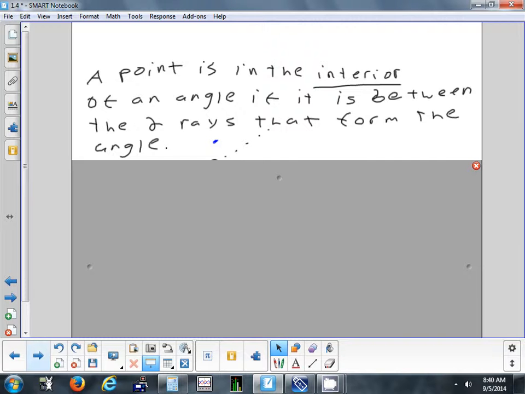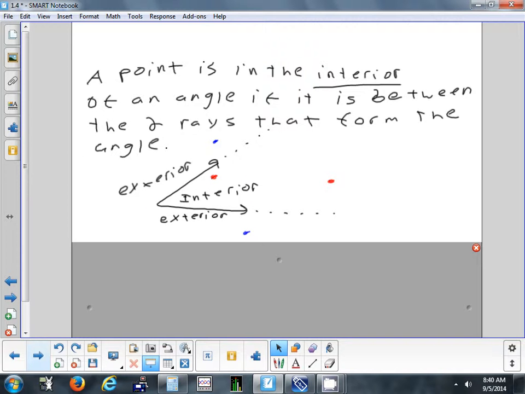When you draw an angle, it splits up the area around it into two different spaces, points inside the angle and points outside the angle. Inside the angle is called the interior. A point is in the interior of an angle if it's between the two rays that form the angle. Remember, these rays just keep going. So it's anything between these two dotted lines, no matter how far out the point is, as long as it's between the two extensions of the sides of the angle. That's the interior.